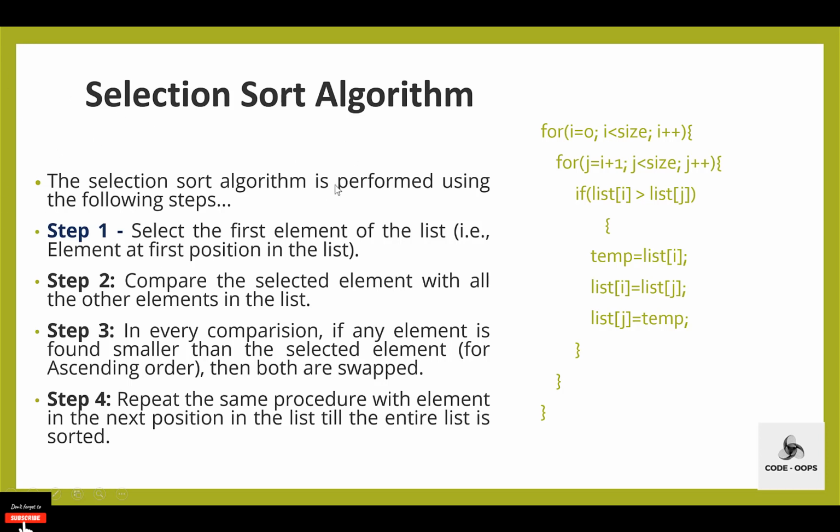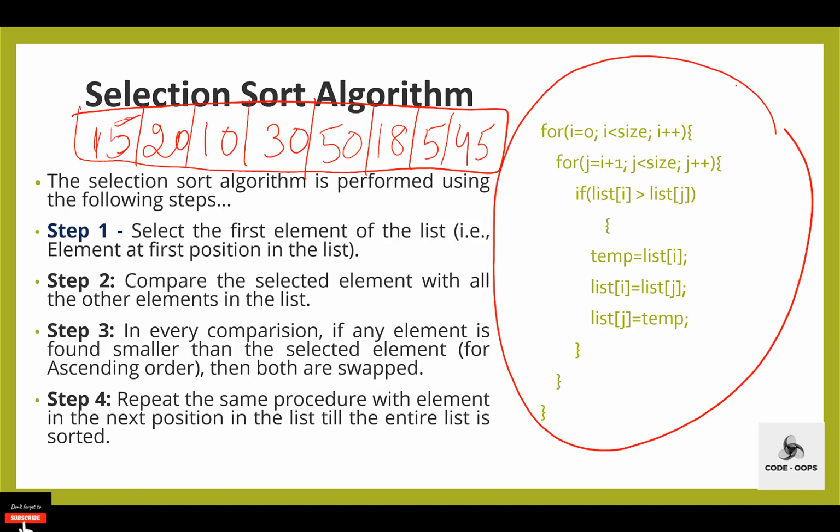This is a step-by-step procedure for a selection sort. Step 1 is select the first element of the list, that is, the element at the first position in the list. The second step is compare the selected element with all the other elements in the list. And the third step is in every comparison, if any element is found smaller than the selected element for ascending order, then both are swapped. And repeat the same procedure with the element in the next position in the list till the entire list is sorted. Let's see the logic for selection sort.